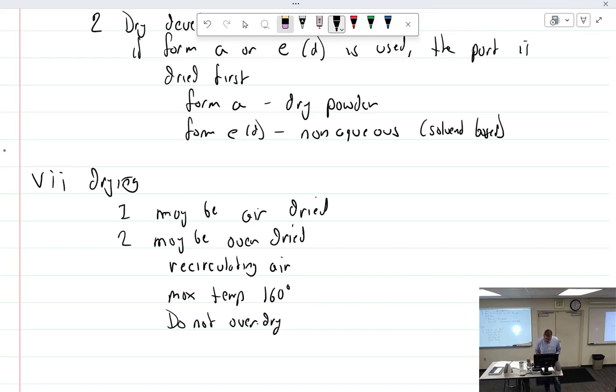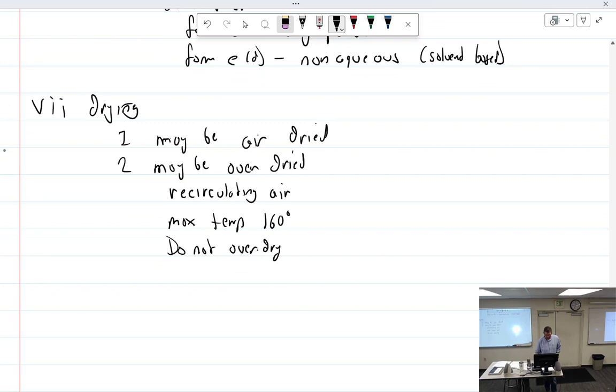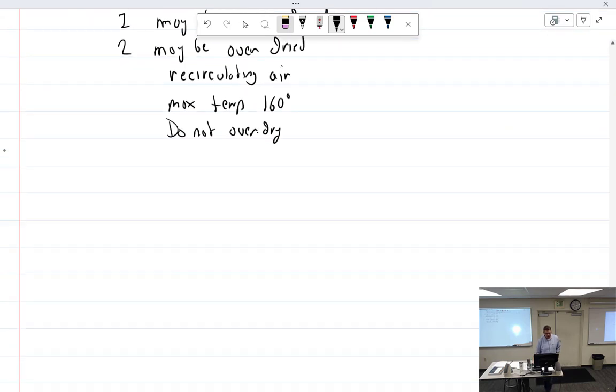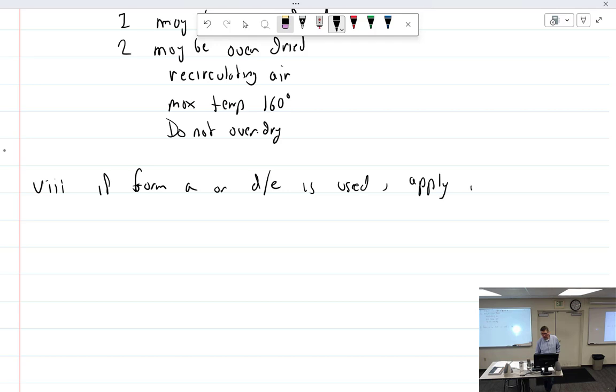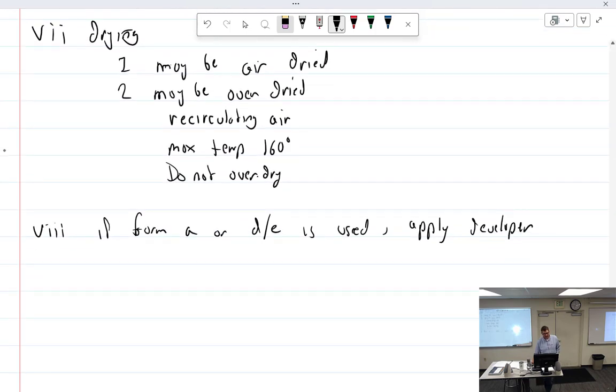Don't know why I threw this in after the fact, but we'll find out. So drying, circling back around, because I wrote it like this. If form A or D/E is used, apply developer. Oh, I know why. Because we dried it.